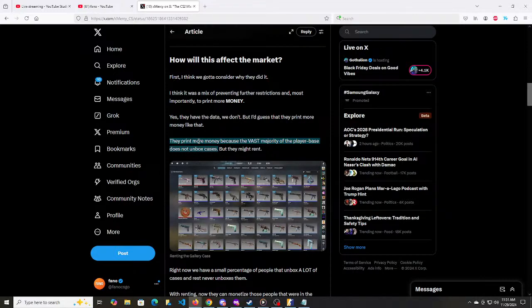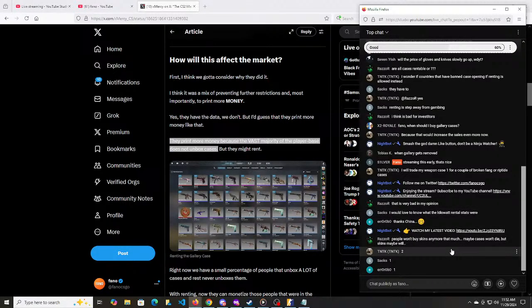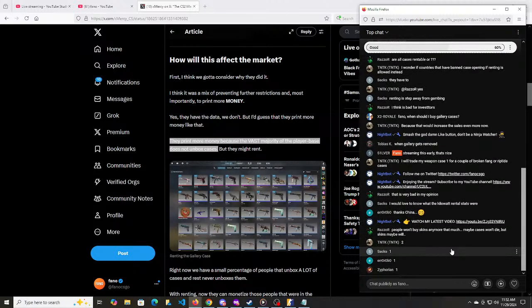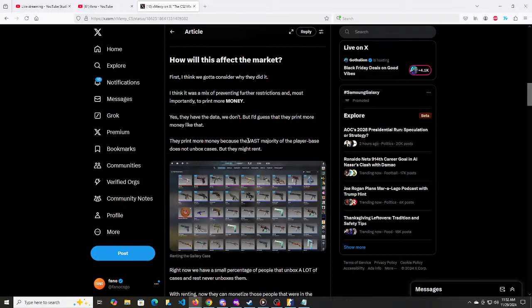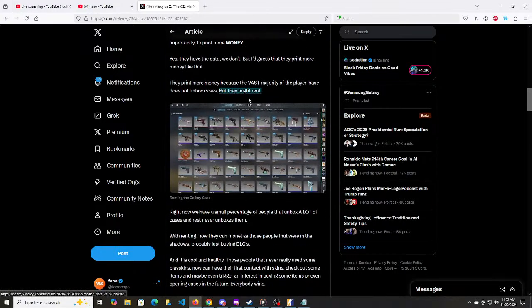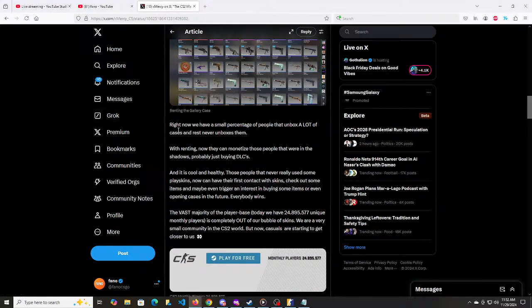The vast majority. Vast is a big word. Majority is over 50. Vast majority to me signals like 80%. Are you sure that 80% don't open cases? Only 20% open cases? I don't know about that. I think the majority doesn't open, but the vast majority, that's huge. All right, so most of you guys agree. Fair enough. The vast majority doesn't open cases, but they might rent. Keyword might, but let's keep reading.